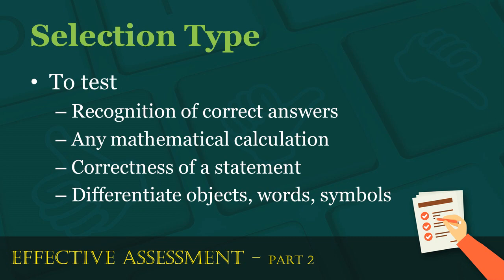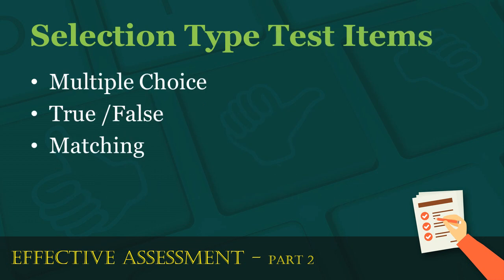The next category of test item is selection type. As the name suggests, the learner has to select the answer from the given options. This type is used to test the learner's ability to recognize correct answers, to check the correctness of a statement and to differentiate objects, words and symbols. Multiple choice questions, MCQ, true or false, also called alternate response, and matching type. These test items fall under this category of selection type.